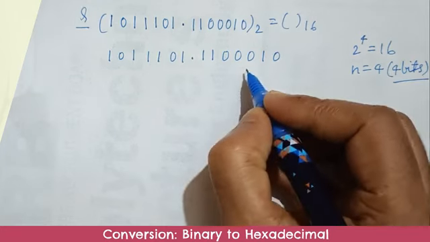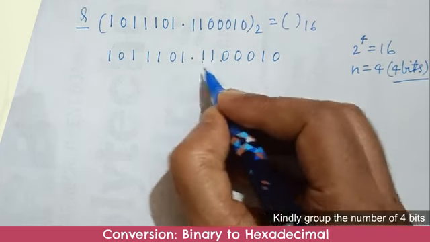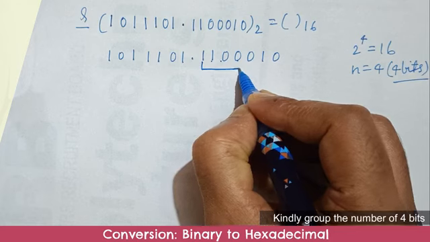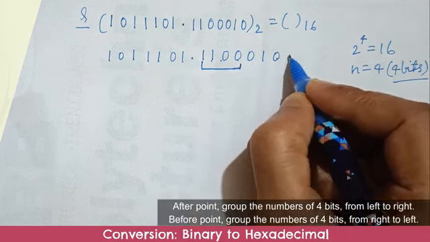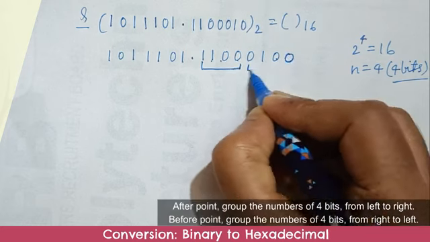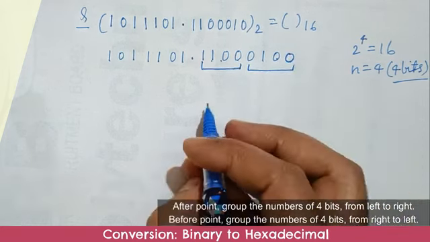So, we will group the number in 4 bits. After the point, group the number in 4 bits, starting in the left to right direction. Here one bit is missing. In order to make a group of 4 bits, add an extra 0 after the number, it will cause no change in the value of the number.